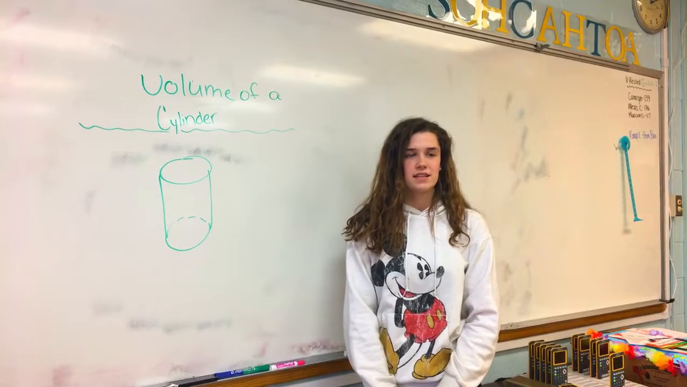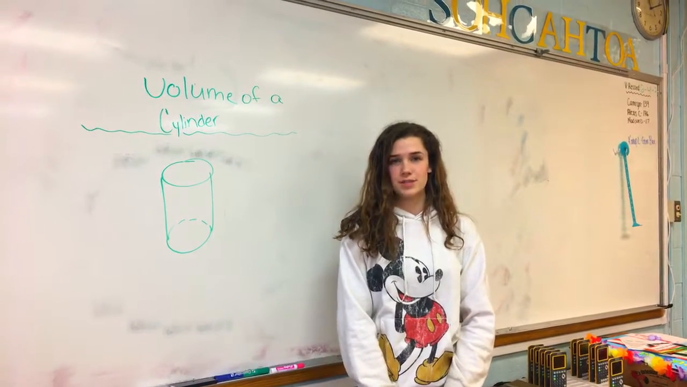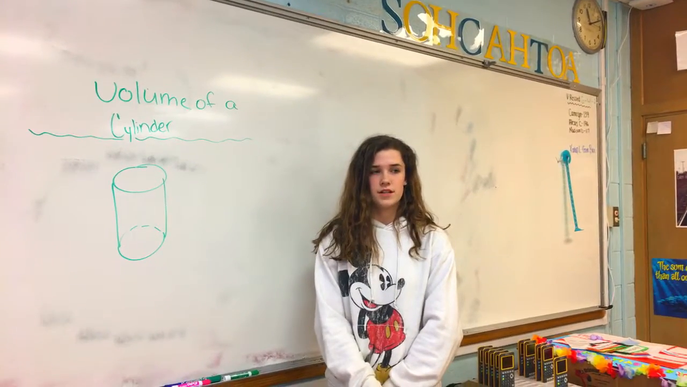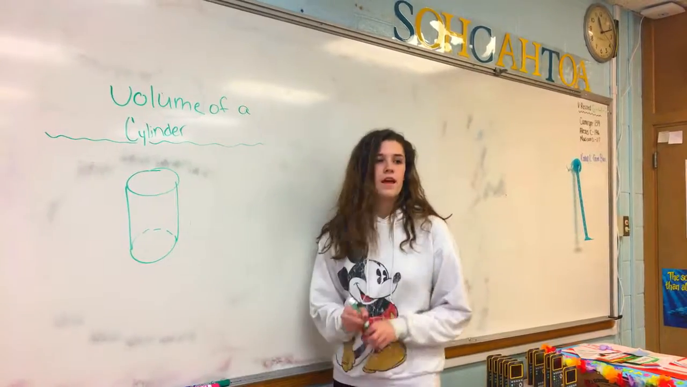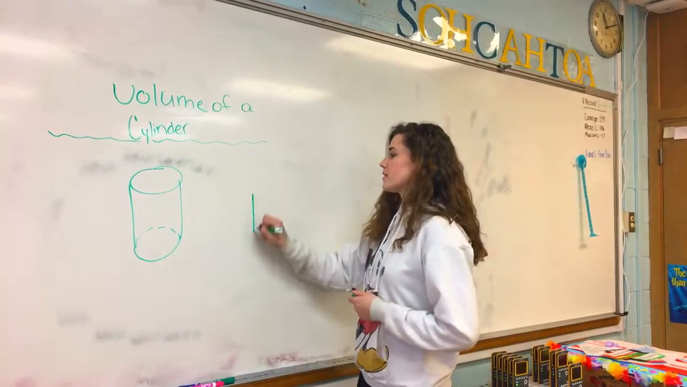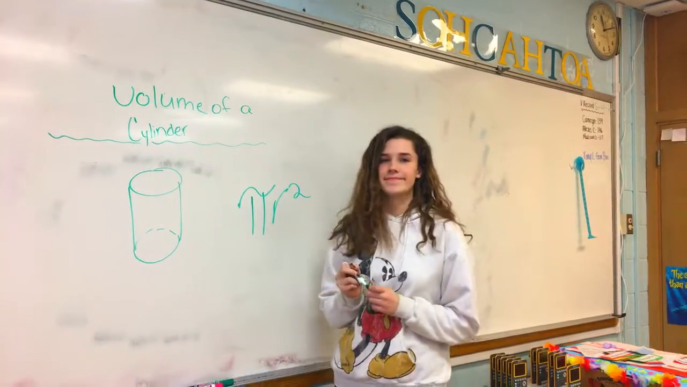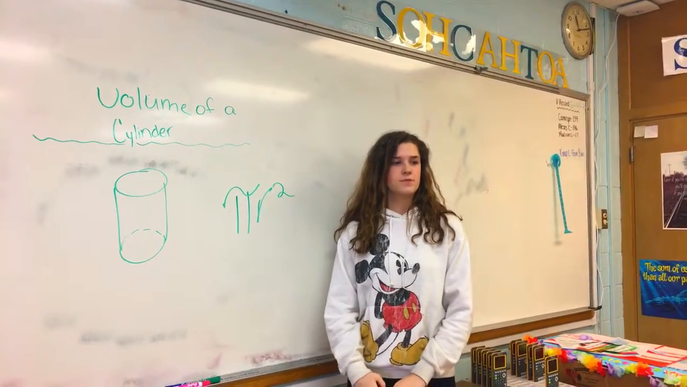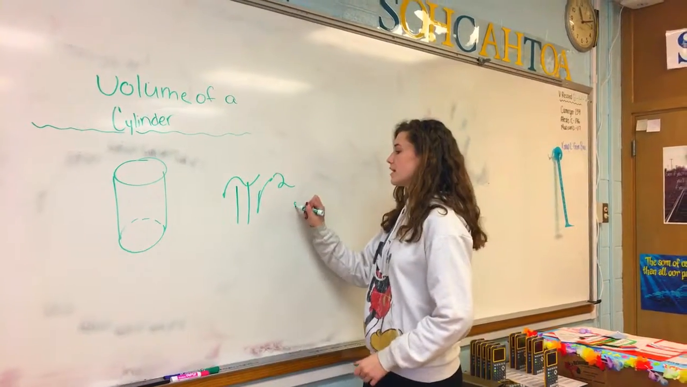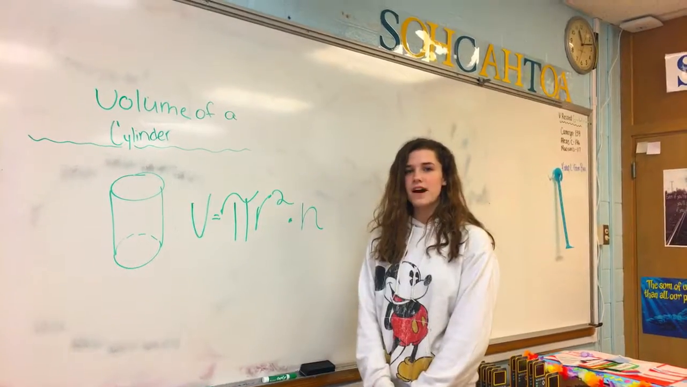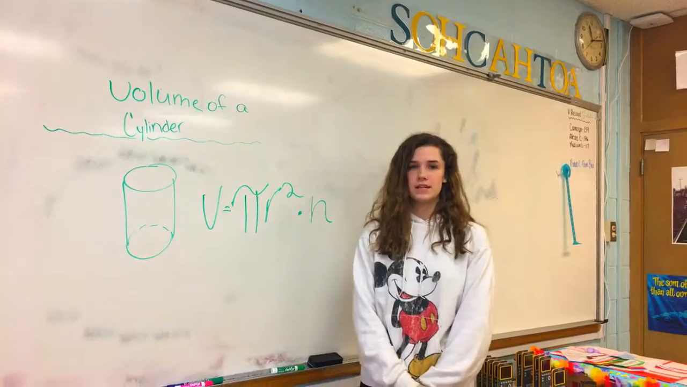Now let's find the volume of a cylinder. Volume is the amount of space that a substance or an object occupies, enclosed within a container. To find the volume of a cylinder, you must first find the area of the base, which is a circle. The area of a circle is pi r squared. For the second half of the equation, you must find the height and multiply it by the area of the base. The final equation for the volume of a cylinder is pi r squared times h.